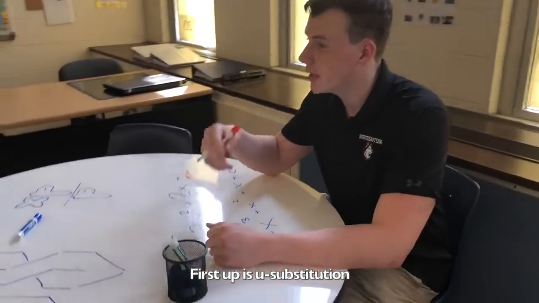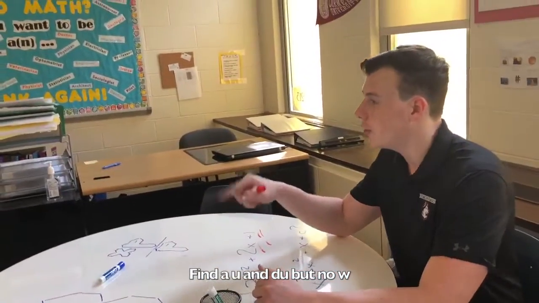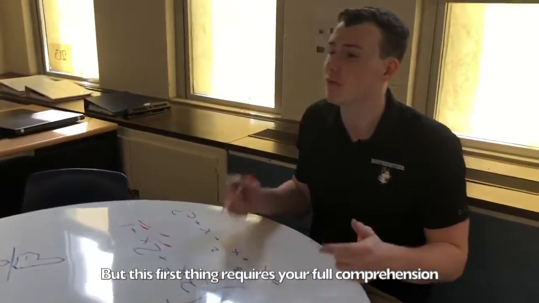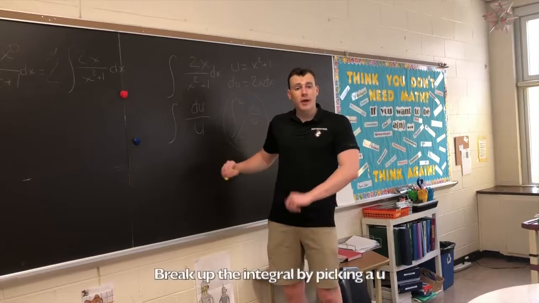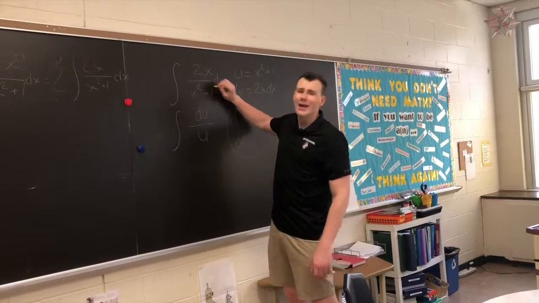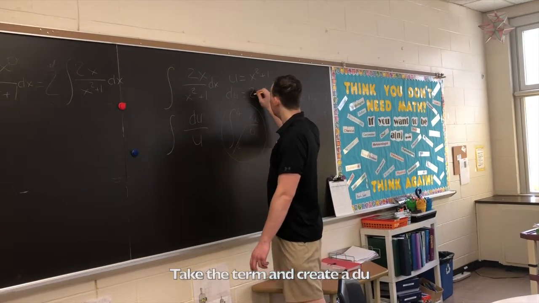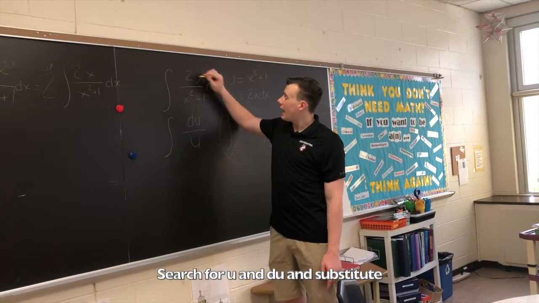First up is U substitution. Find a U and dv, but no W. It's easy to get confused if you don't pay attention, but this first thing requires your full comprehension. Pick up the integral by picking a U, something differentiable that you can do. Take the term and create a du. Search for U and du and substitute.